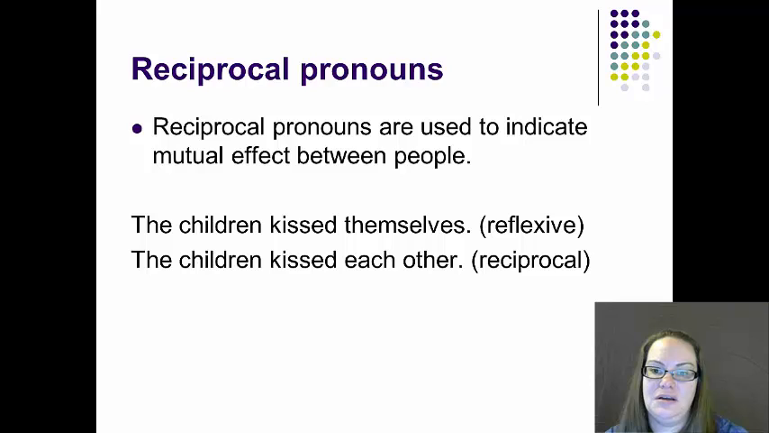Reciprocal pronouns are used to indicate mutual effect between people or among people. The children kissed themselves. That's reflexive. Okay? The children kissed each other. That's reciprocal. Reciprocal means that it's not happening to myself, but that it's happening between a group of us, okay? Or between 2 of us.